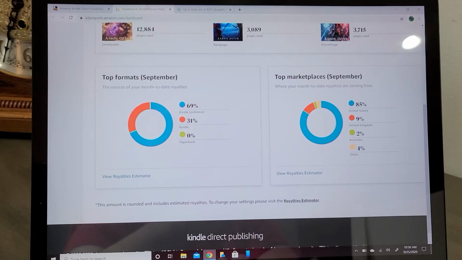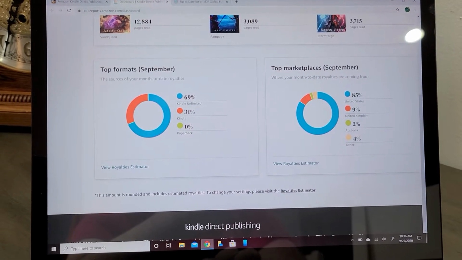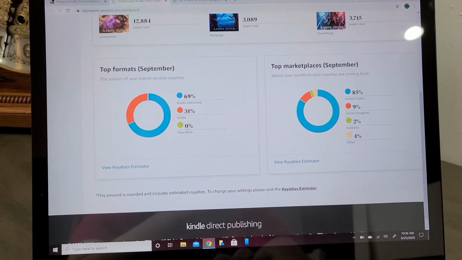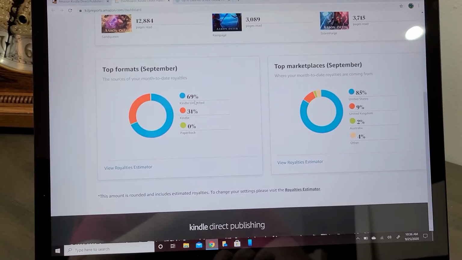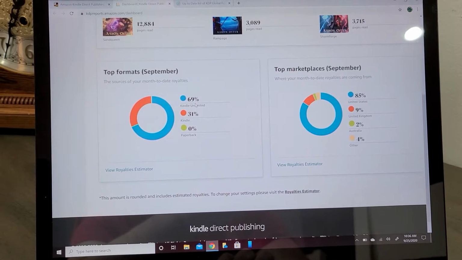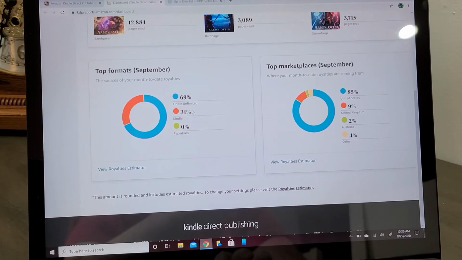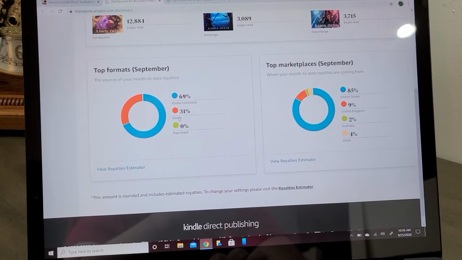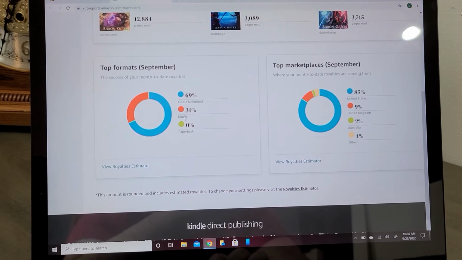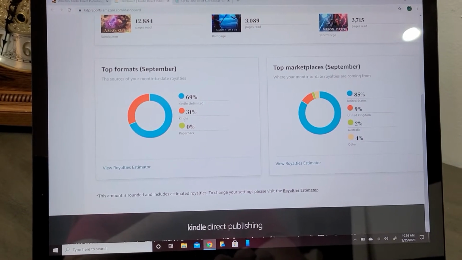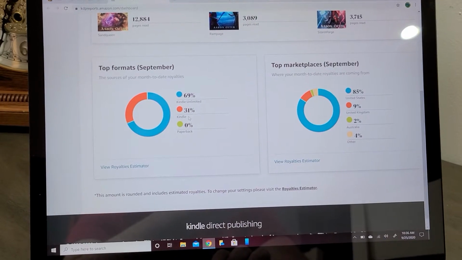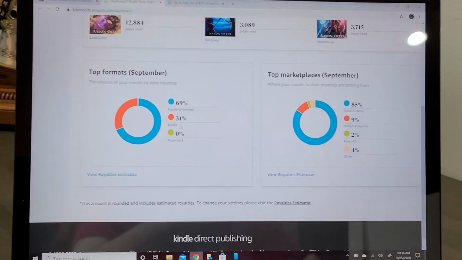We're pulling right over the dashboard, and as you can see, here are the top formats for September. 69% of my revenue came from Kindle Unlimited page reads this month. And only 31% came from actual sales. So right there, you can see the huge difference.